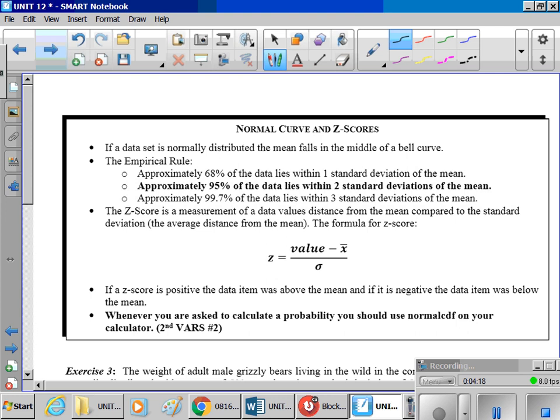All right, so normal curves and z-scores. If a data set is normally distributed, and this is kind of important for z-scores, the mean falls in the middle of the bell curve. So the empirical rule says that approximately 68% of the data lies within one standard deviation of the mean, and approximately 95% of the data lies between two standard deviations of the mean.